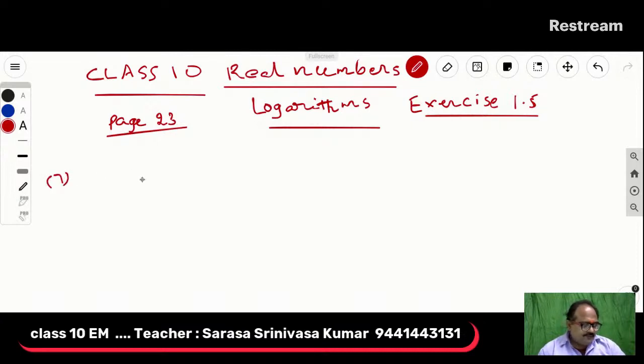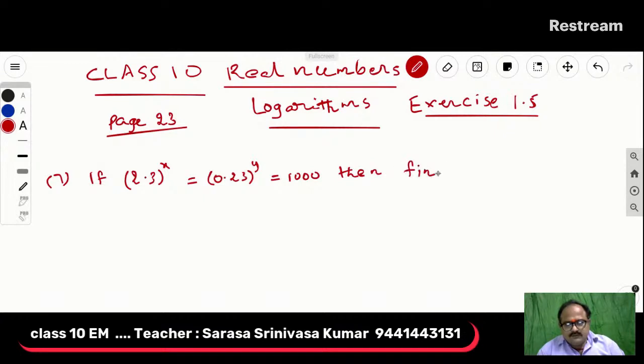Seventh problem. If 2.3 raised to the power of x equal to 0.23 raised to the power of y equal to 1000, then find the value of 1 by x minus 1 by y. So this is the problem.